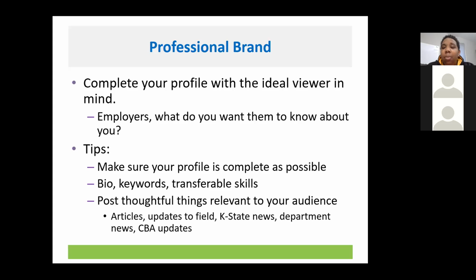So tax season is coming up for those in accounting or finance or something like that. If there's some type of update to the field, which you can find by following the big news outlets or industry leaders in the field, you can just reshare that information. But make sure you read it first to make sure you agree with what you're resharing, always, okay?